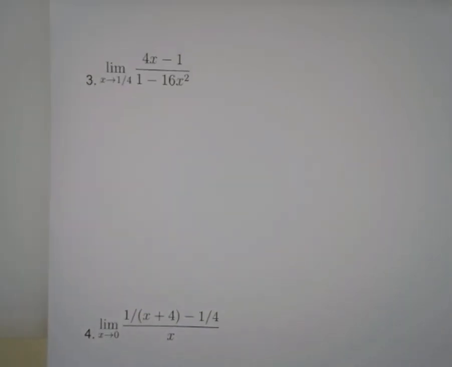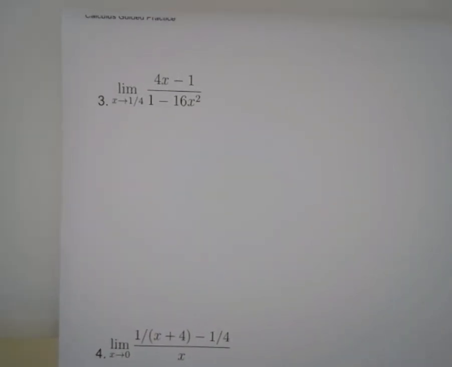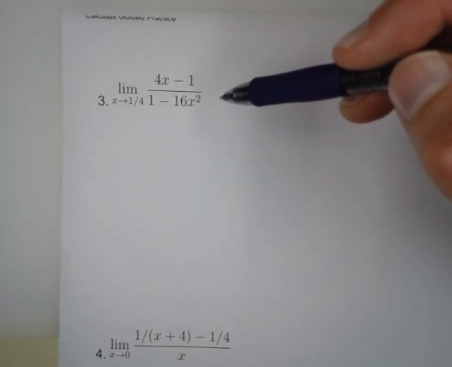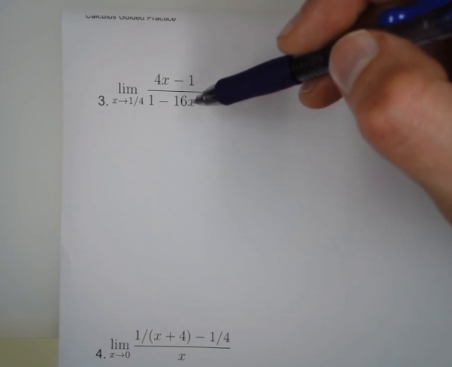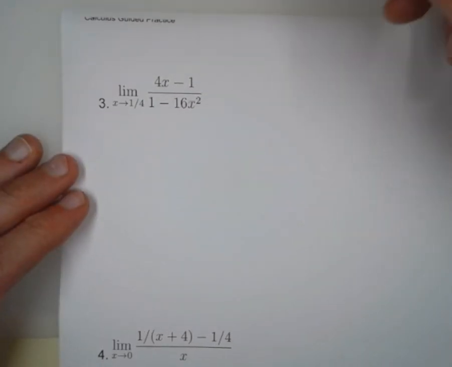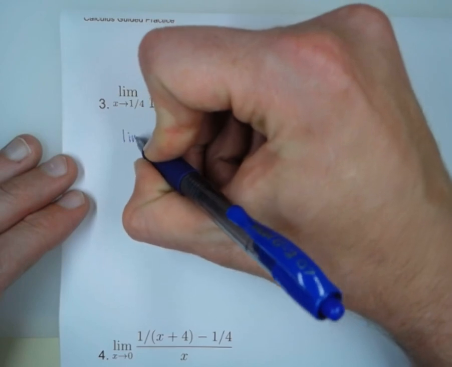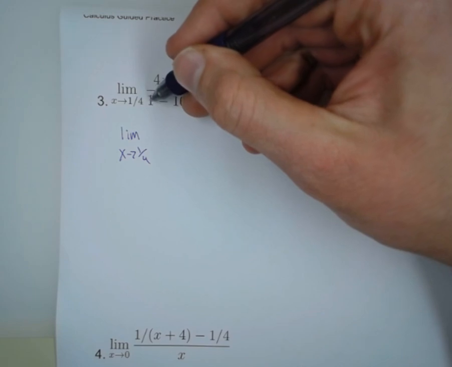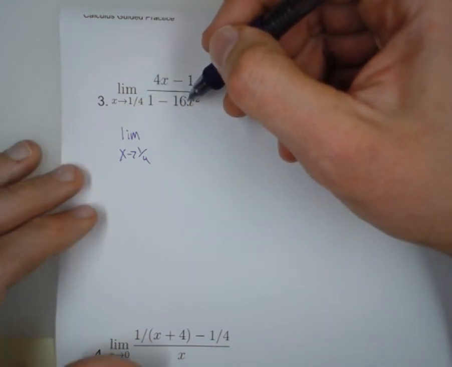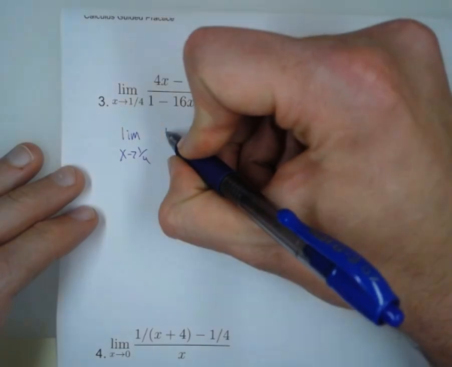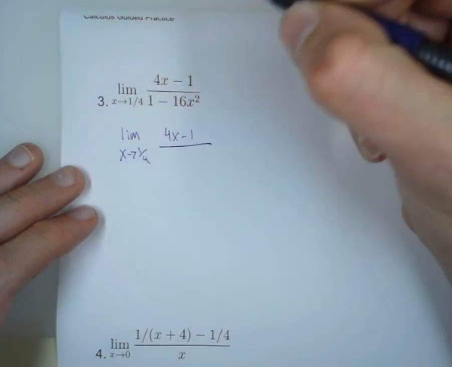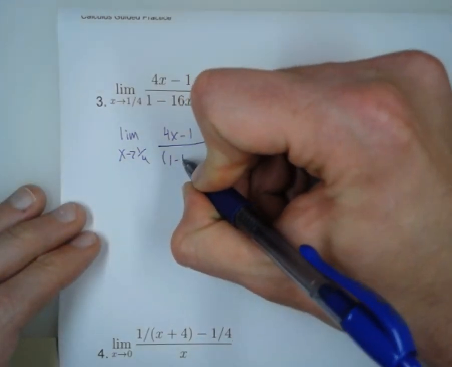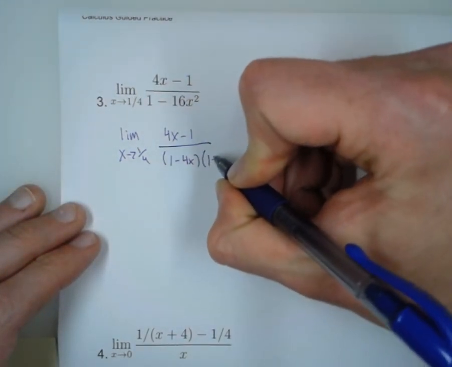On the next page, here we have another set of difference of squares. This time it's in the denominator. A lot of people think that it's always in the numerator where you factor. Not so. In some cases, it's going to be in the denominator. So when I factor this, again, this is a difference of squares. 1 squared is 1. 4x quantity squared is 16x squared. Now the thing to remember is that you have the 1 first and the 16x squared second. So you have to write it like this: 1 minus 4x times 1 plus 4x.